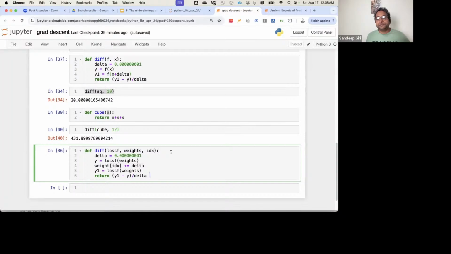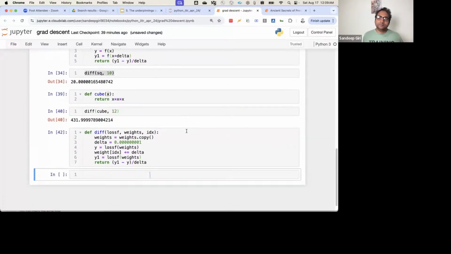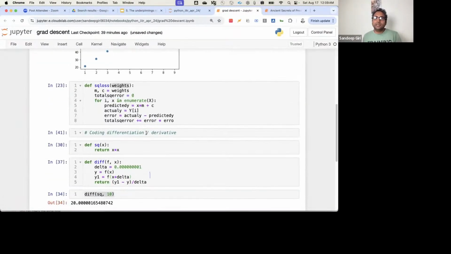So what we can do is make a copy of the weights, and just keep it like this. That's it. We made a copy of the weights internally, modified that, and then used it. Everyone okay so far? Am I making sense?